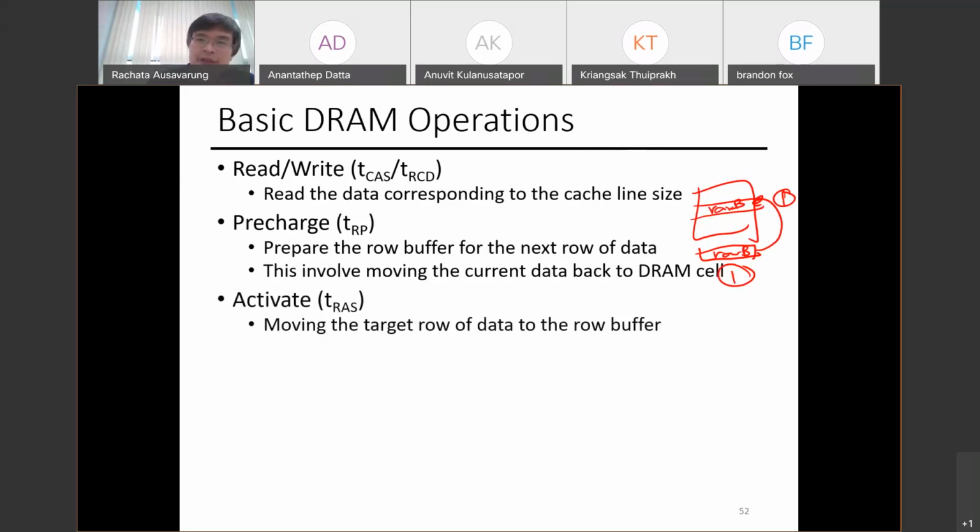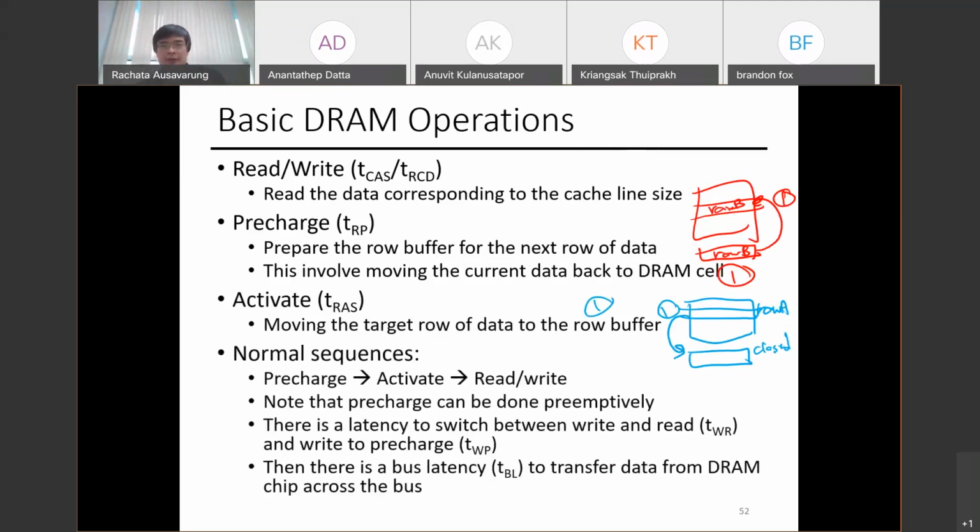Then there's also an activate time. Activate means that now I have a closed row, right? Activate means I'm going to move this row A into this closed row. So a normal sequence of DRAM, if you have an open row and you need to switch to another row, is pre-charge, activate, read, and write.